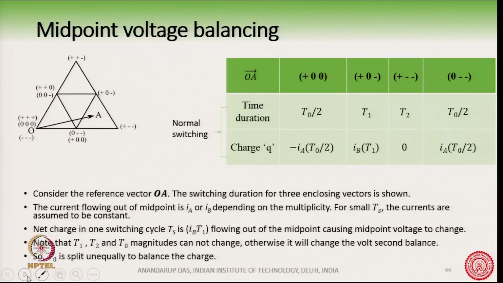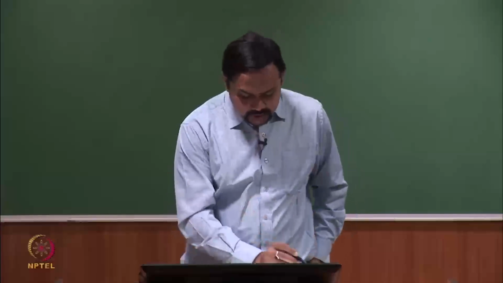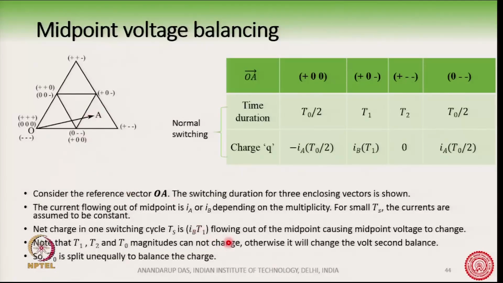Let us now come back to what we were discussing, and see how we can make the midpoint voltage fluctuation minimum using some clever PWM techniques. Consider this reference vector OA. For this reference vector OA, these are the 3 enclosing vectors, and their timings are written here in this table. The vectors plus 0 0, plus 0 minus, plus minus minus and 0 0 minus, these 4 will be used, and their timing durations are T0 by 2, T1, T2 and T0 by 2.